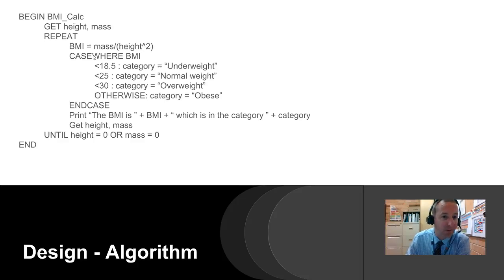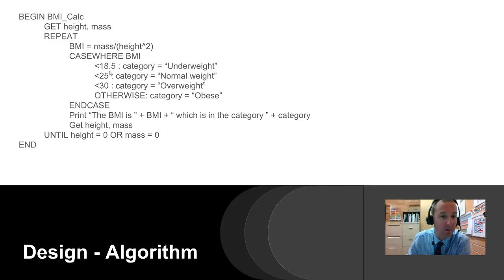You can see we've then got our caseware, and remember, for each starting keyword we have an ending keyword. So caseware starts here and ends here, and what we're doing is testing the value of BMI. If the BMI is less than 18.5, then we're getting a variable called category and making that equal to underweight. If it's less than 25, we've got category is normal weight. If it's less than 30, the category is overweight, and otherwise the category becomes obese.